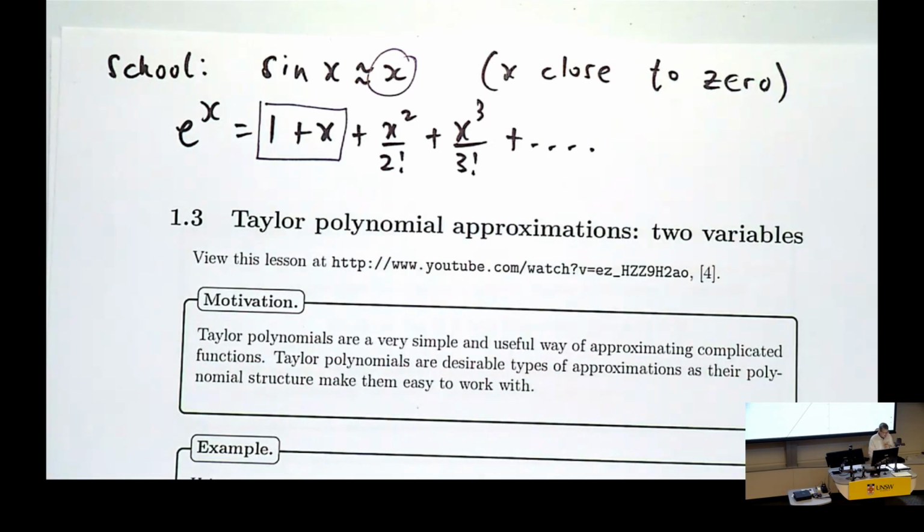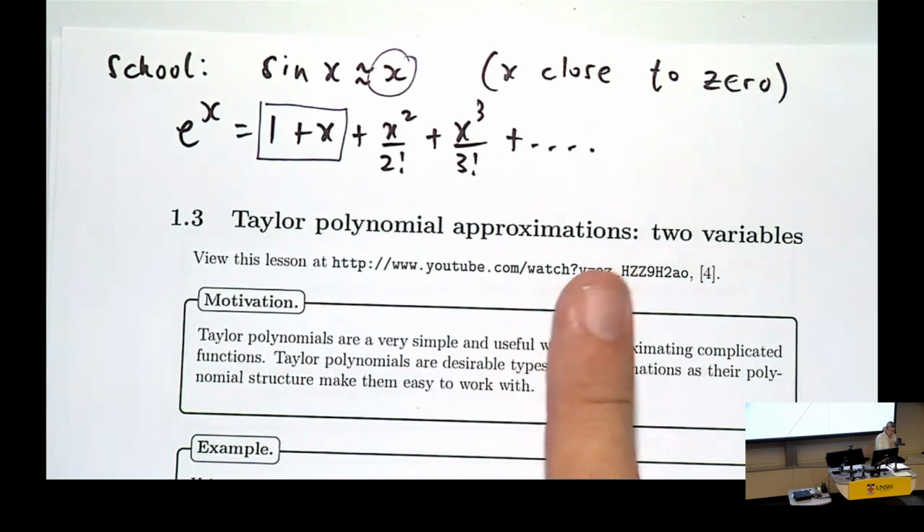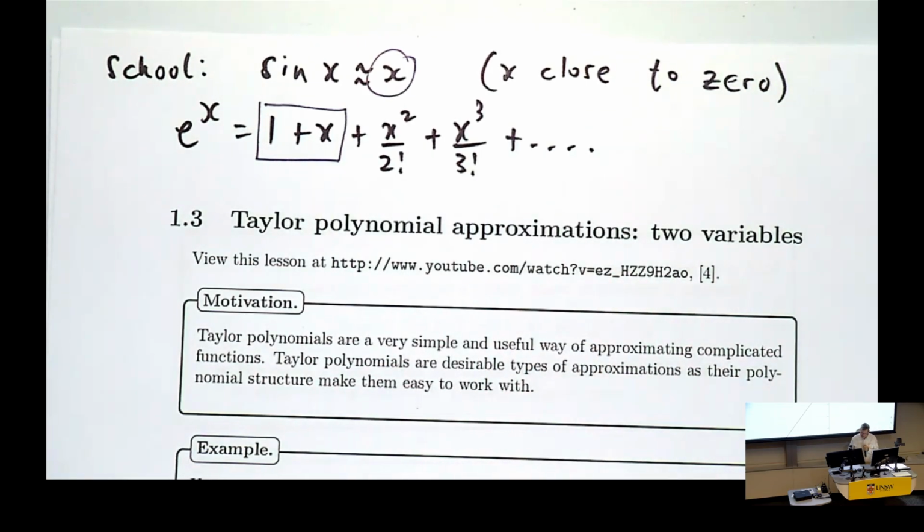Okay, I've got an example here, but before I get to that, let's just look at tangent planes.